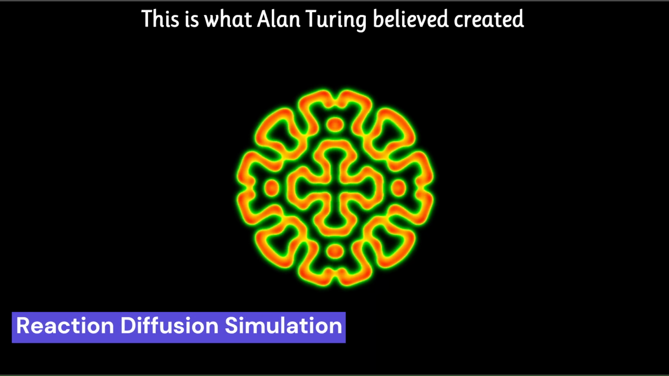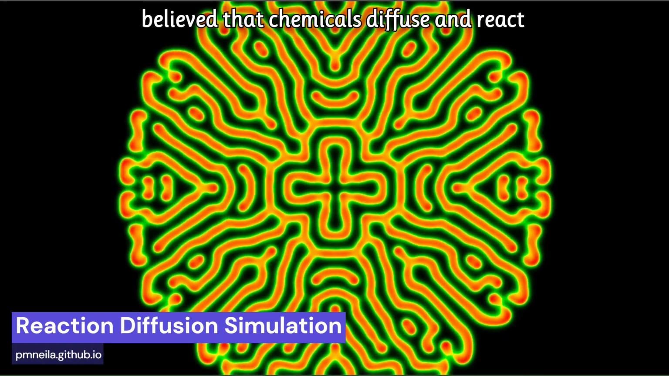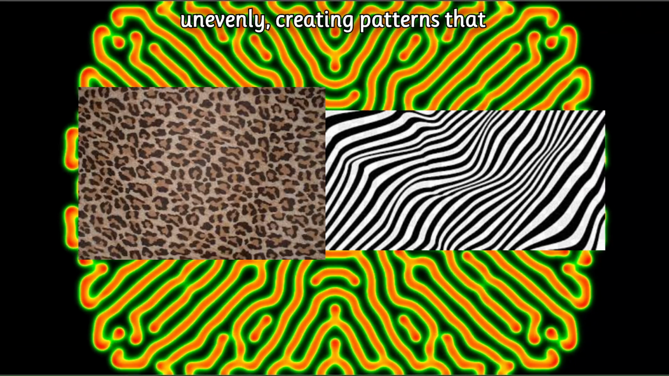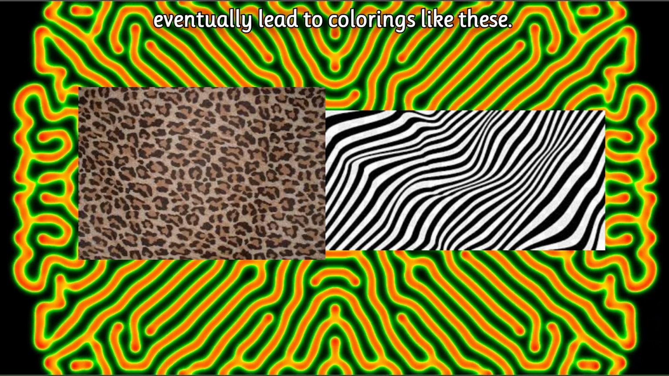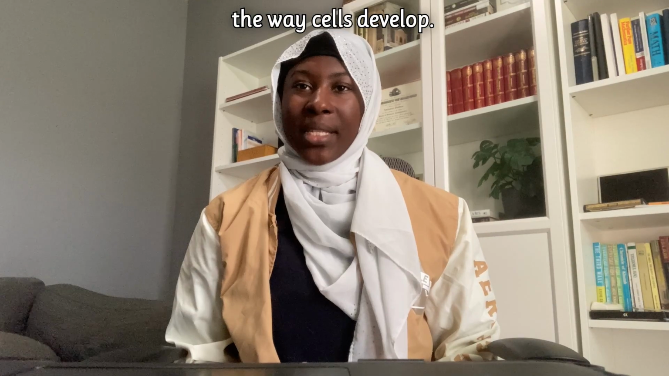This is what Alan Turing believed created patterns such as zebra stripes. He believed that chemicals diffuse and react unevenly, creating patterns that eventually lead to colorings like these. Cool, right? Finally, mechanical forces also change the way cells develop.